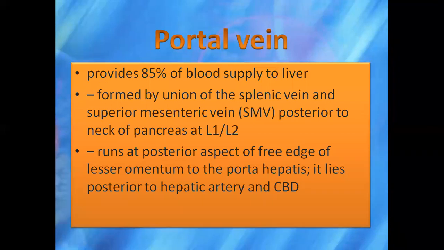The portal vein provides 85% of the blood supply to the liver. It is formed by the union of the splenic vein and superior mesenteric vein, posterior to the neck of the pancreas at the level of L1, L2, and runs in the posterior aspect of the free edge of the lesser omentum to the porta hepatis. It lies posterior to the hepatic artery and the common bile duct.